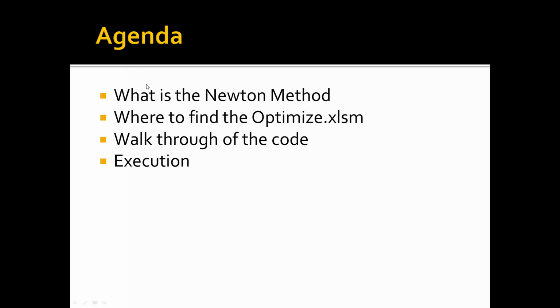So first off, we're going to talk about what is the Newton method, then where to find this optimize.xlsm Excel document that we're going to talk about. I'm going to do a walkthrough of the code, and finally just watch the execution of it.